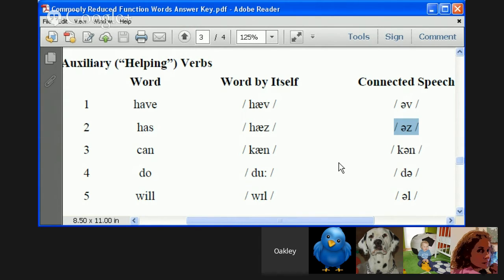Okay, reduced. Very good. Very fast on the vowel sound. That's correct. That's one of the keys. The vowel sounds in connected speech or reduced speech are very, very fast, just enough to make the bridge. That was actually very good.